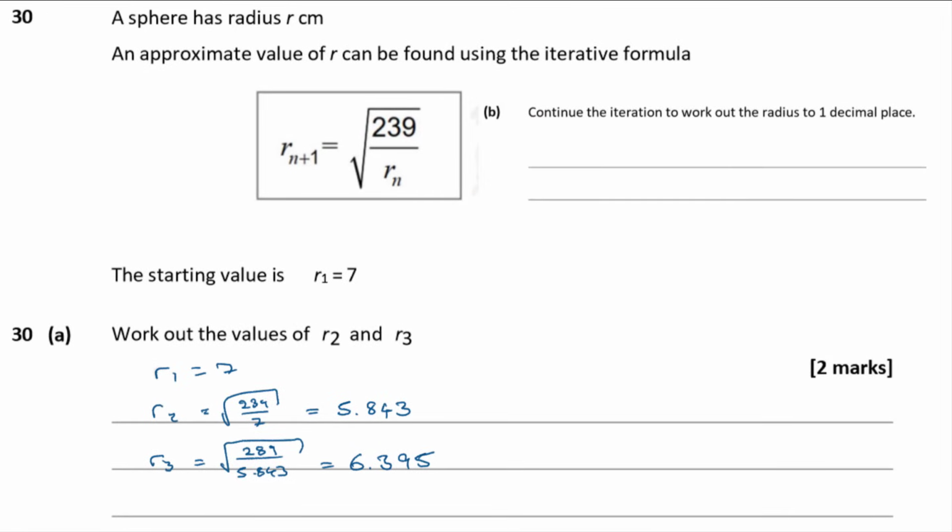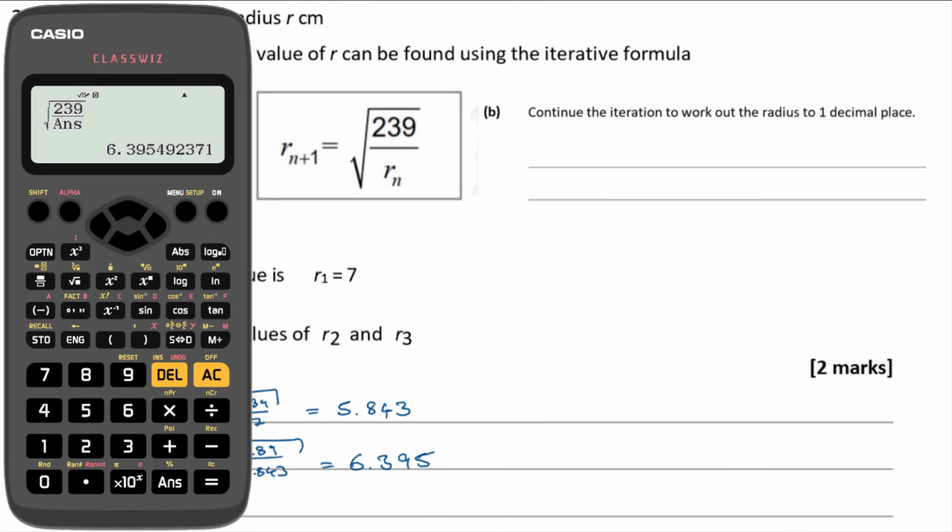Part B says continue the iteration to work out the radius to 1 decimal place. So basically we're just going to have to keep on finding more and more values until it settles down on the first decimal place and we start getting the same answer over and over again. So we've already got R3, so let's go on to find R4. Again, I'm just going to press the equal button. That's going to feed in my R3 value and give me the R4 value. And again, I'm just going to write down the first 4 significant figures, 6.113, and I'm going to keep going until it settles down.